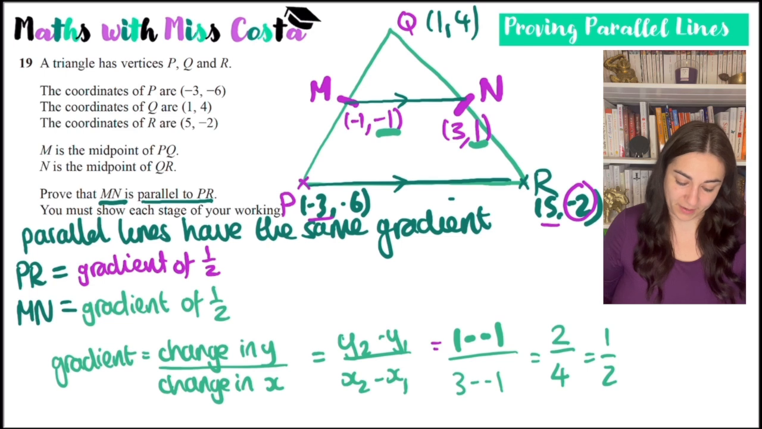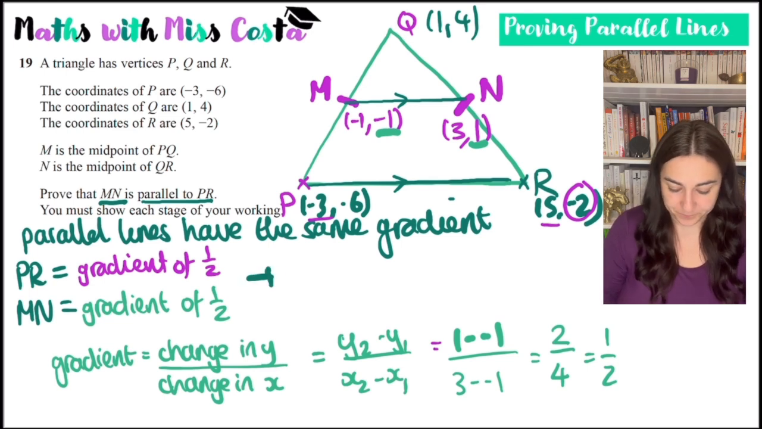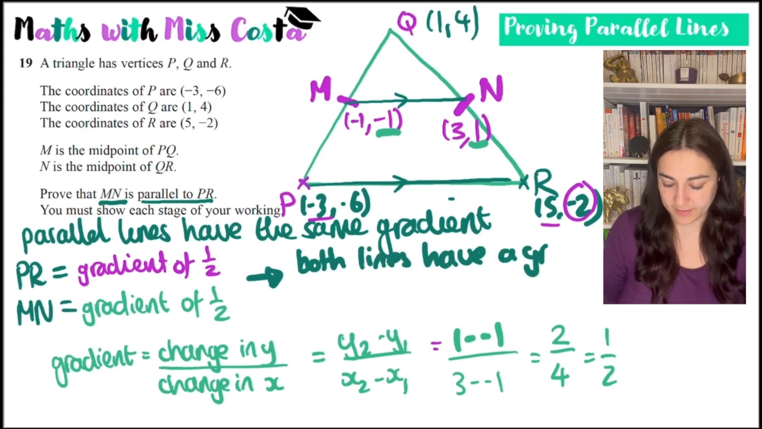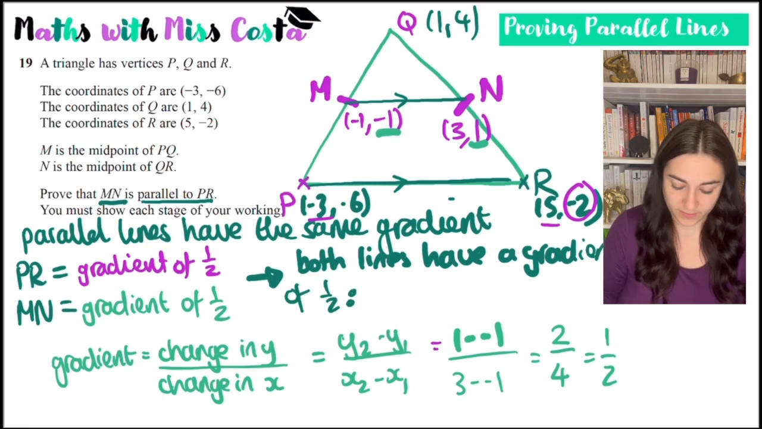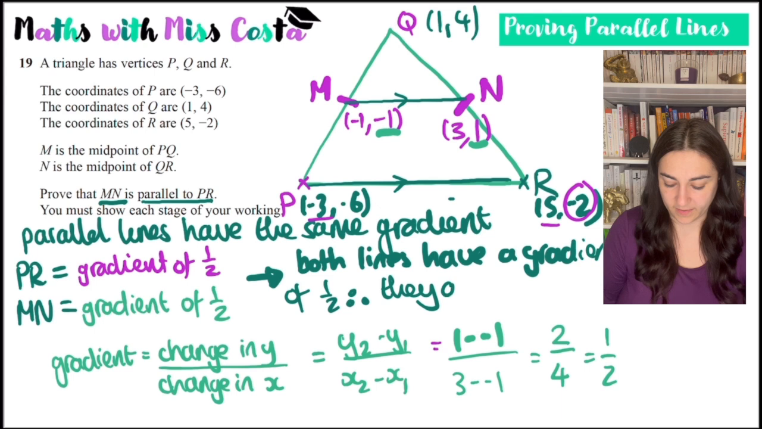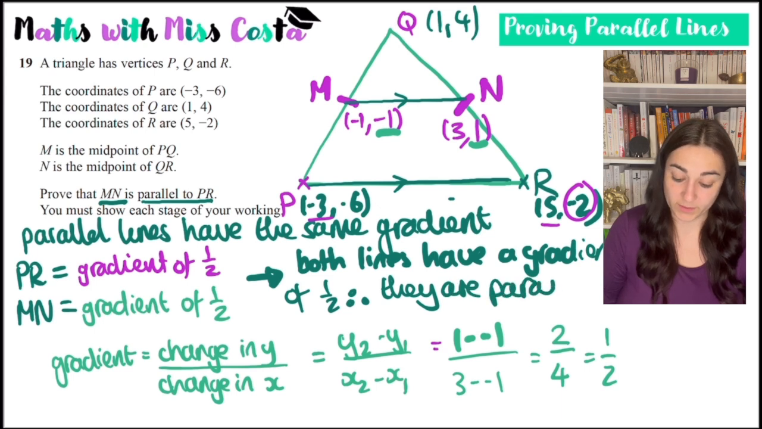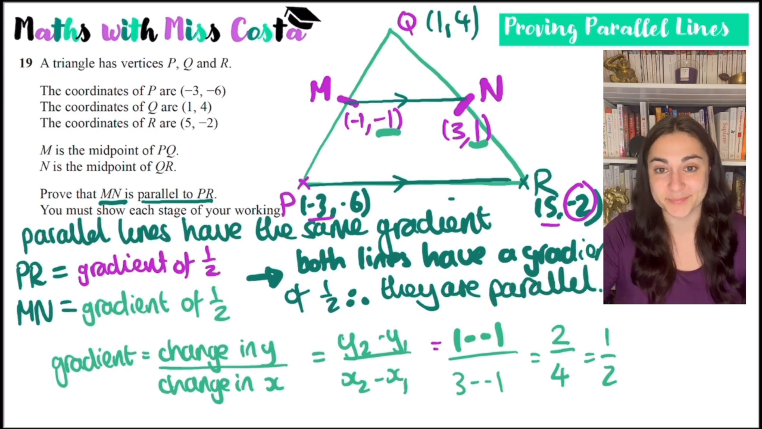Prove that MN is parallel. So I just say both lines have a gradient of a half, therefore they are parallel, because parallel lines have the same gradient.